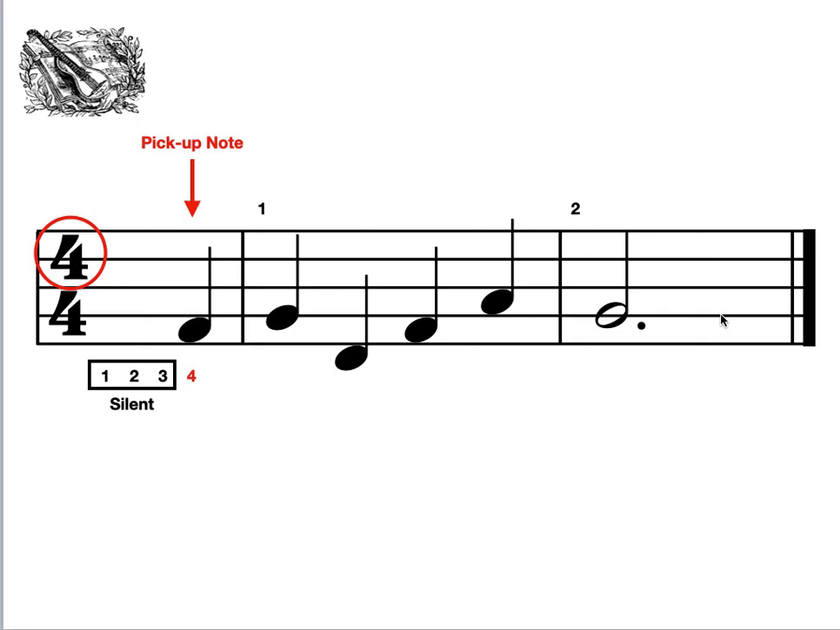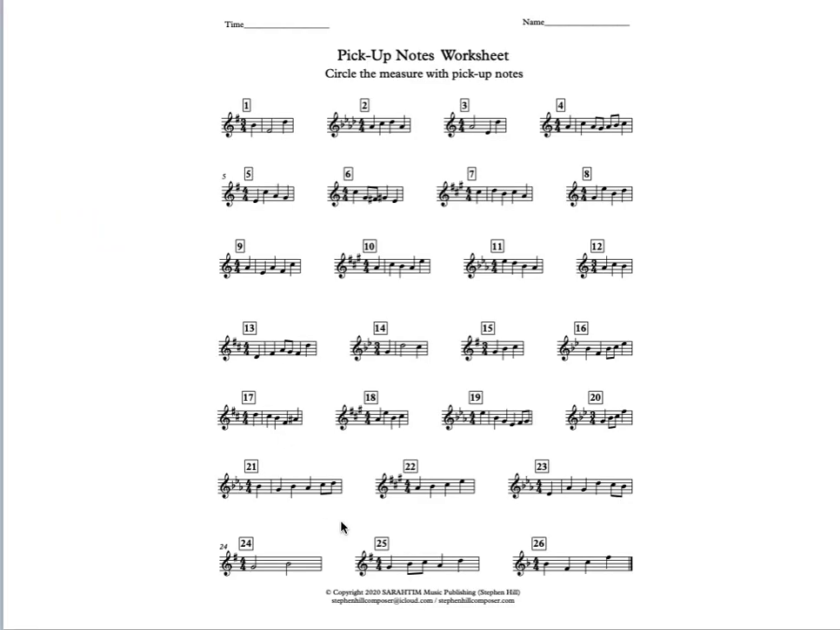Sometimes when there's a pickup note at the beginning of a piece of music, the last measure will be shortened in the number of beats to account for what's used at the beginning. So the first 3 are silent here, and they're made up here at the end. So with a pickup note, we have silent beats, 1, 2, 3, 4, 1, 2, 3. A weak beat going into a strong beat.